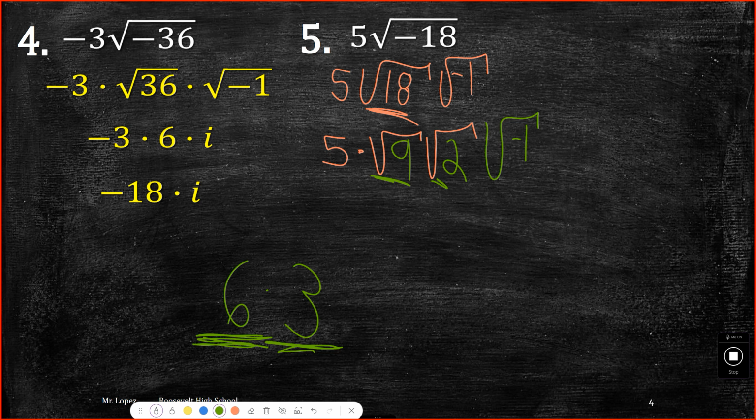What is the square root of 9? 3. So it became free. I'm going to skip a step already because I've got to get going. Square root of 9 became 3. Now it became free. 3 times 5 is 15. Square root of 2. And what's the square root of negative 1? i.